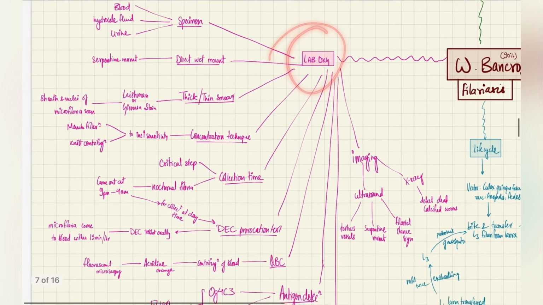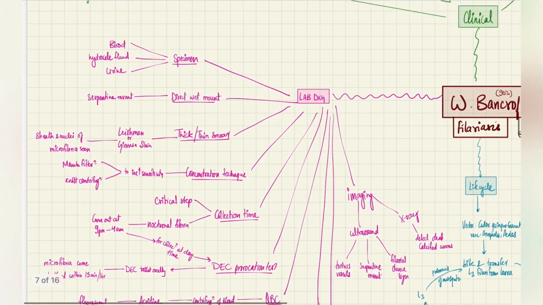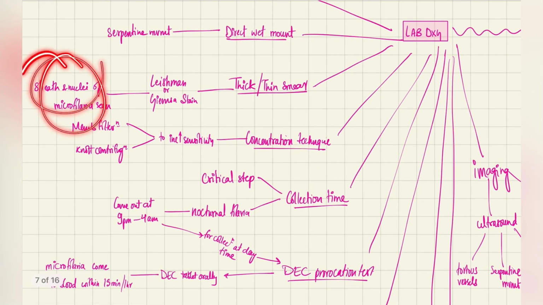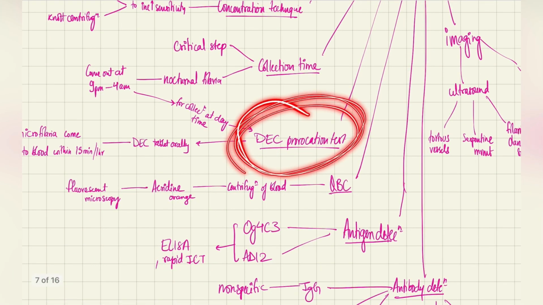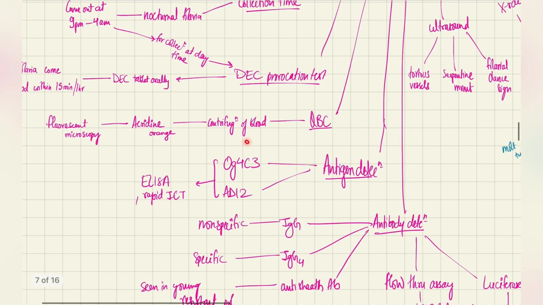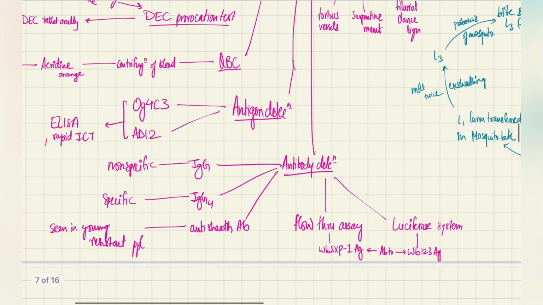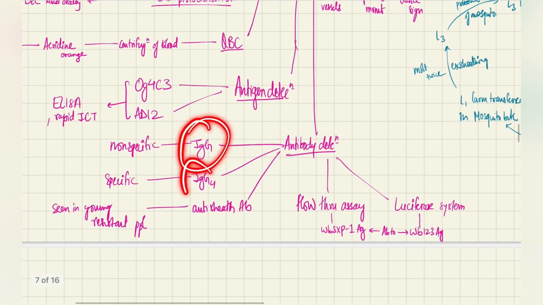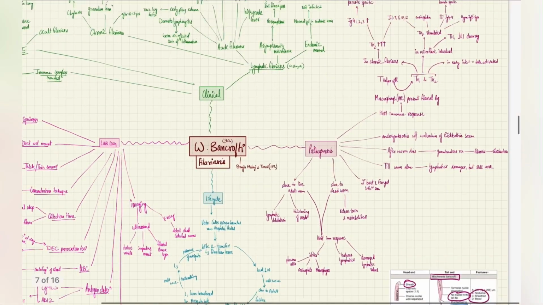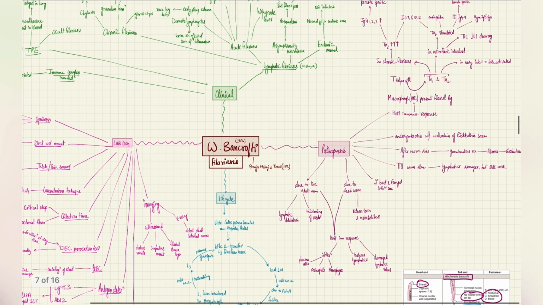Lab diagnosis, and mainly what we have to remember here is that we see the sheath and nuclei of microfilaria under Leishman or Giemsa staining. Okay, DEC provocation test is used if you want to collect samples in daytime. Okay, then antigen OG4C3 and AD12 are present, and at the same time IgG, IgG4 and anti-sheath antibodies are present. Okay, and definitely ultrasound shows tortuous vessel, serpentine movement and filarial dance sign. These are the main features of Wuchereria bancrofti.